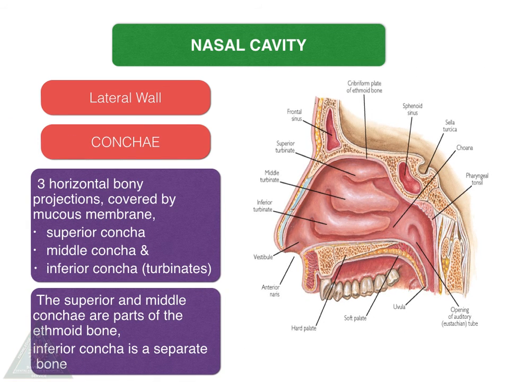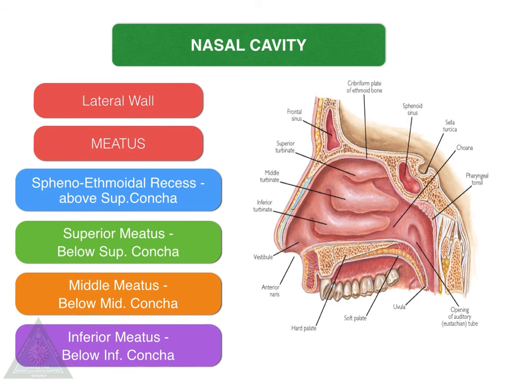Moving on to the conchae. The conchae are three horizontal bony projections which are covered by the mucous membrane. They increase the surface area of the nose for effective air conditioning of the inspired air. There are three conchae, namely the superior concha, the middle concha, and the inferior concha. The superior and the middle concha are parts of the ethmoid bone, whereas the inferior nasal concha is a separate bone. Moving on to the meatus, there are four meatus.